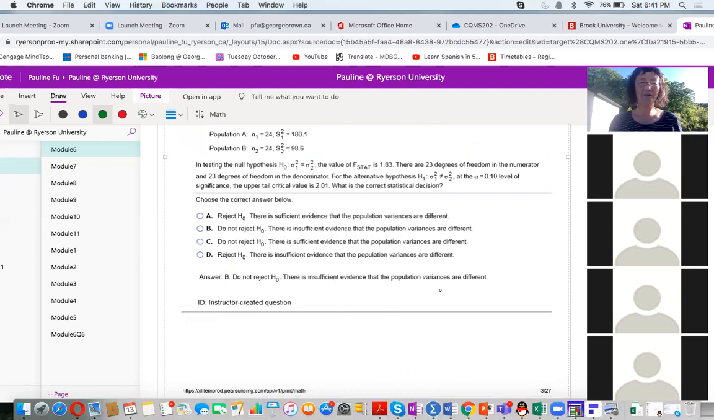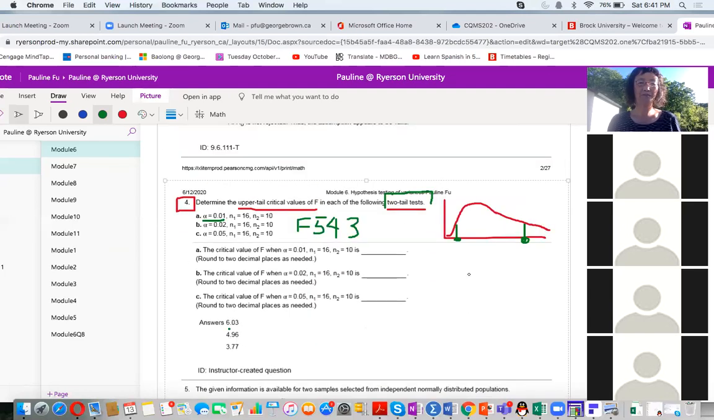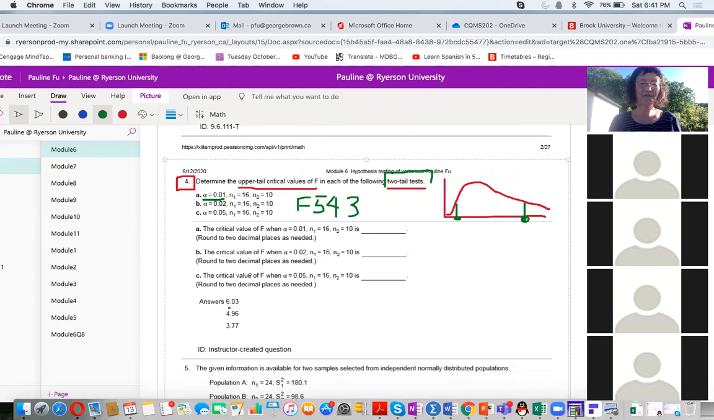Okay, oops, where we are. Okay. So any questions about question 4? How do you find a critical value for F? Okay, this is the starting point, critical value for F.